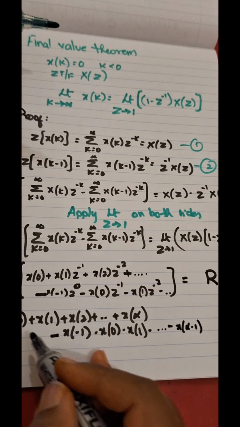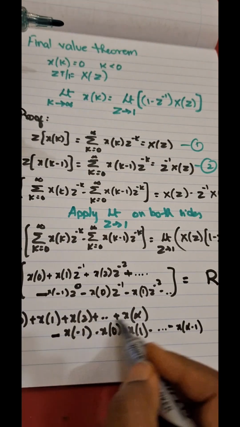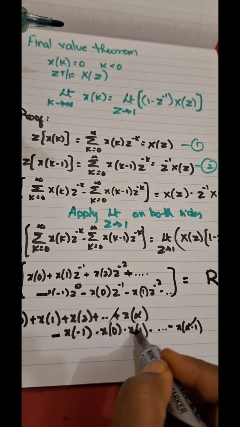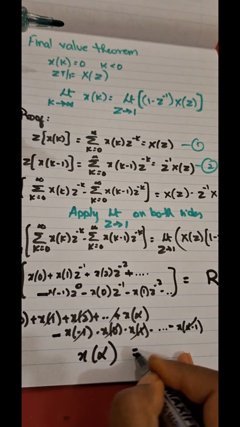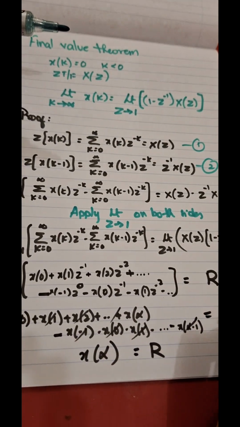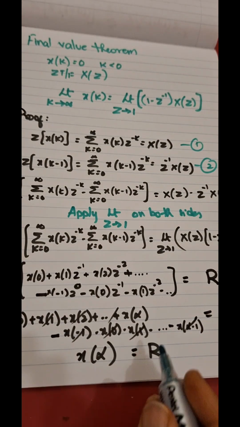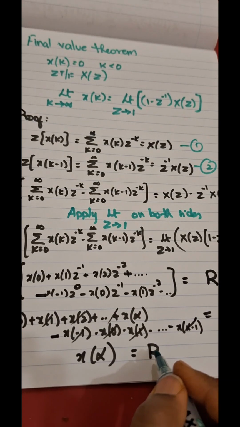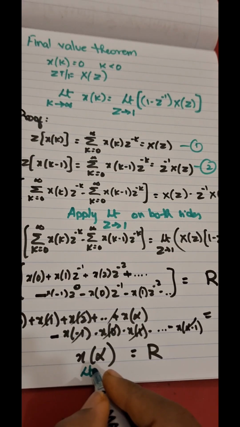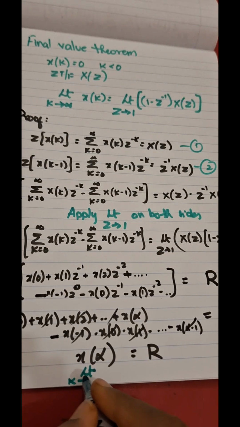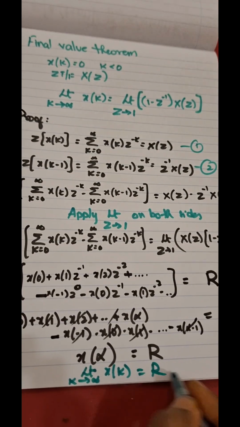Now all these terms get cancelled, all the terms up to infinity minus 1. Everything gets cancelled and only x(infinity) is left. So finally we are left with only x(infinity), which is the limit as k tends to infinity of x(k).